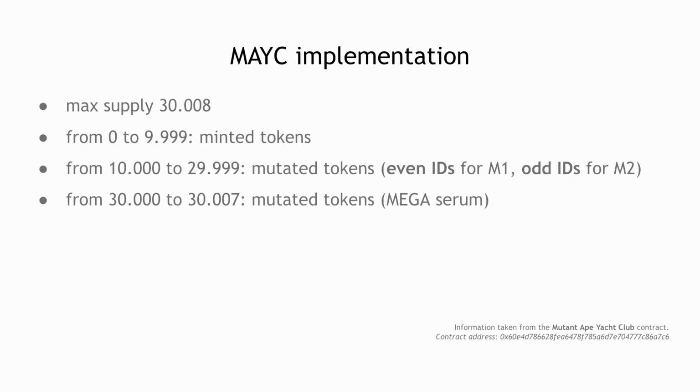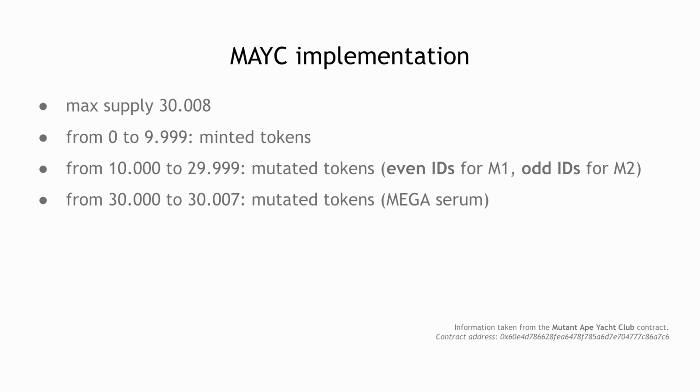So the thing that I didn't like with this solution is that your collection is gonna have empty slots in it depending on which tokens get mutated and also depending on the type of serum that is used. For instance, Macy number 1 becomes Macy number 10,000 with M1 serum and 10,001 with M2 serum. But those IDs will be empty if that Macy doesn't get mutated.